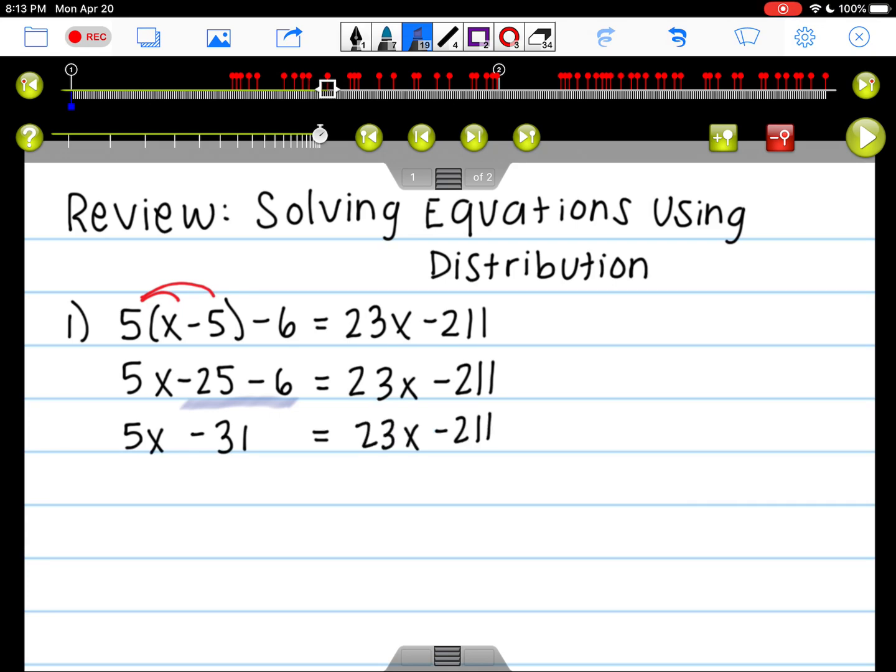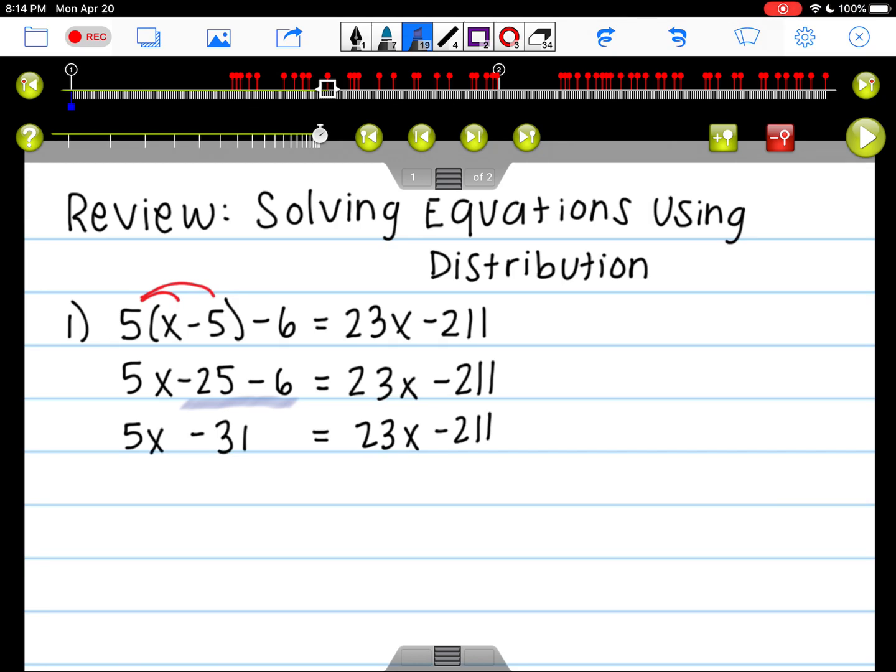Remember, the equal sign is like a barrier between one side and the other. Now we look at this side, we can't combine those two terms. We look at this side, we can't combine those two terms. So now is when we cross that barrier, which is the equal sign, and we do the opposite operation when we cross the equal sign.